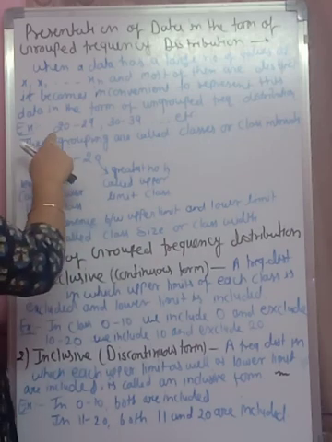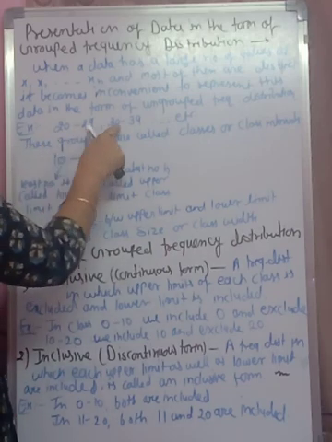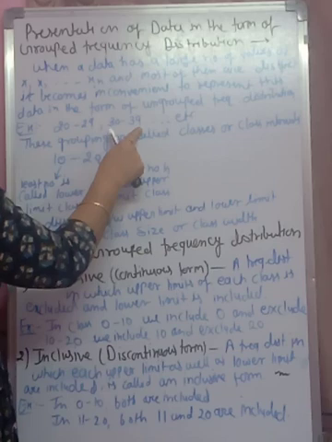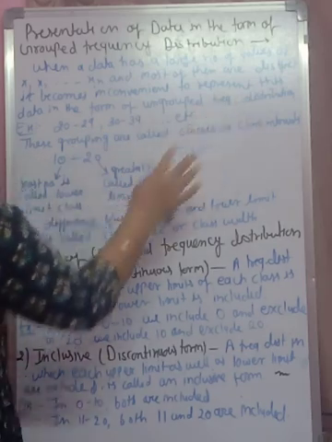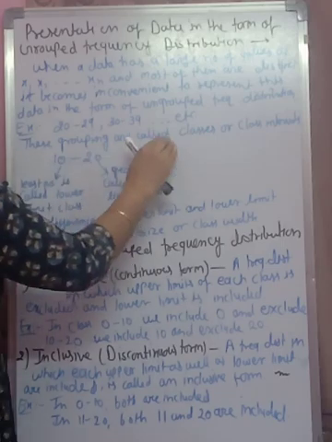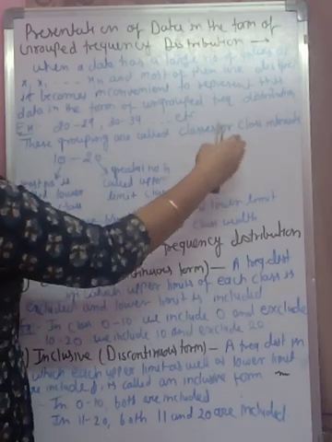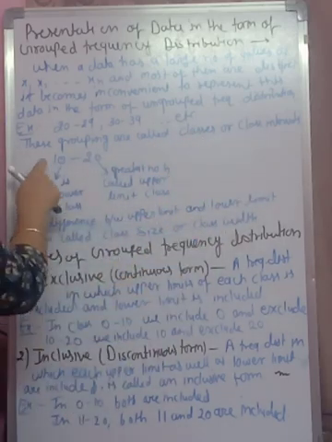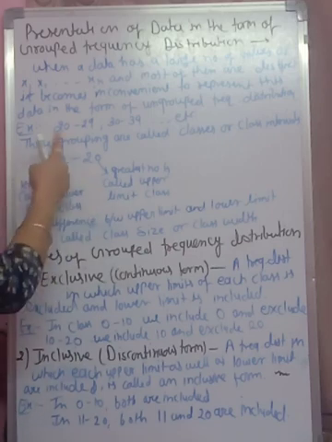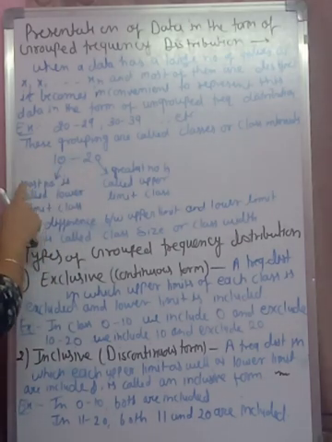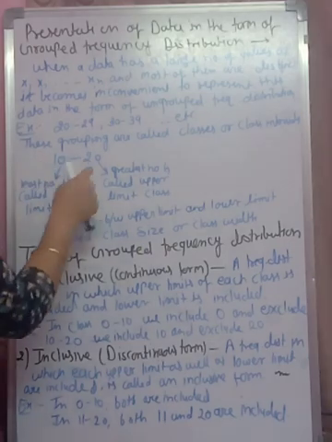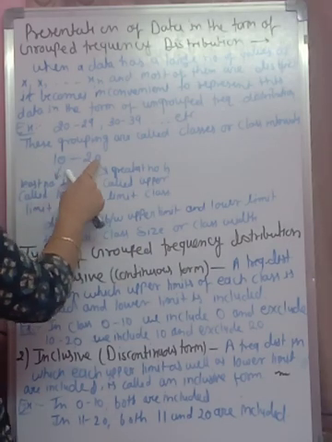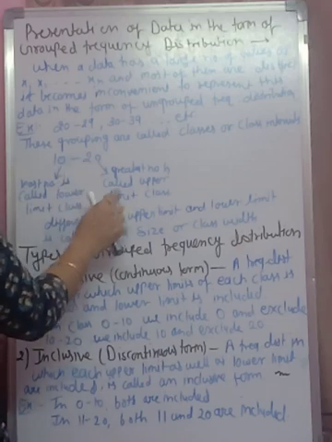For example, here 20 to 29 and the next is 30 to 39. This is discontinuous, not continuous. These groupings are called the classes or the class intervals. Suppose the example is 10 to 20. Here 10 is the least number, so that is called the lower limit of the class, and 20 is the greatest number, so that is called the upper limit of the class.